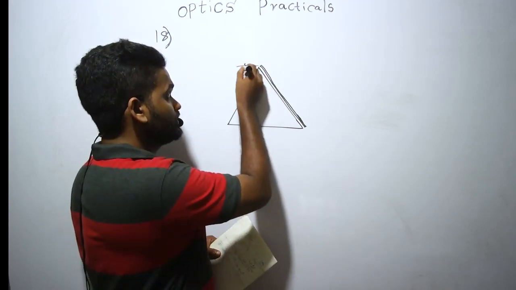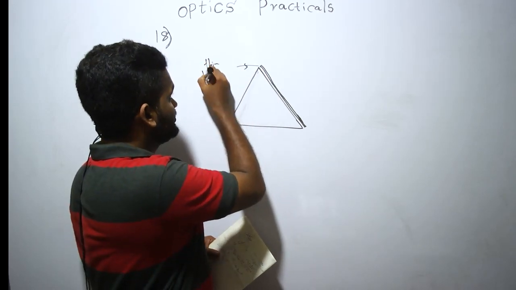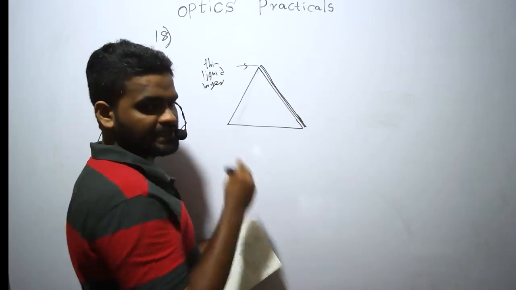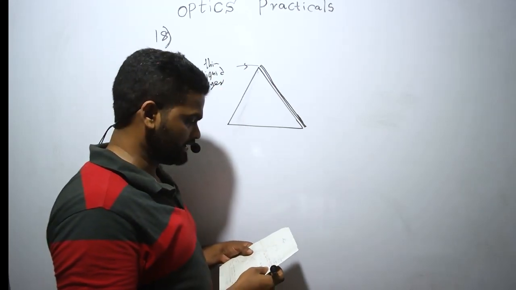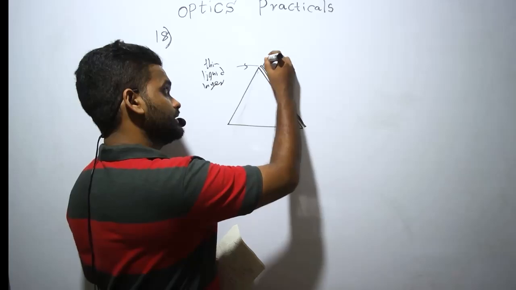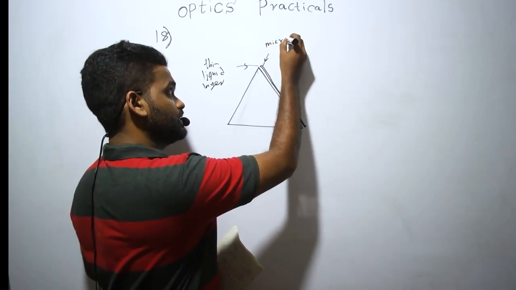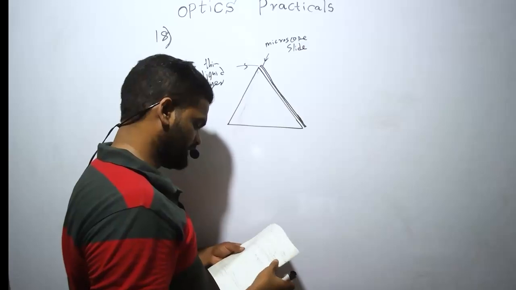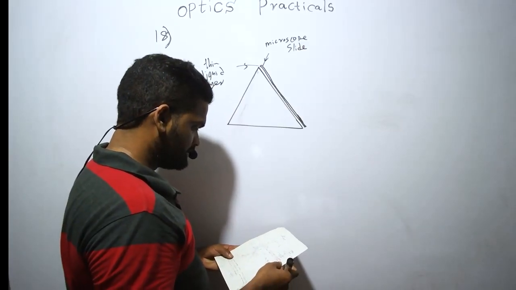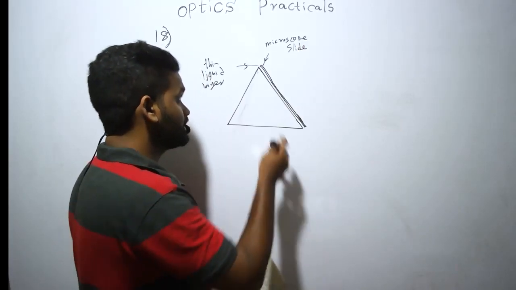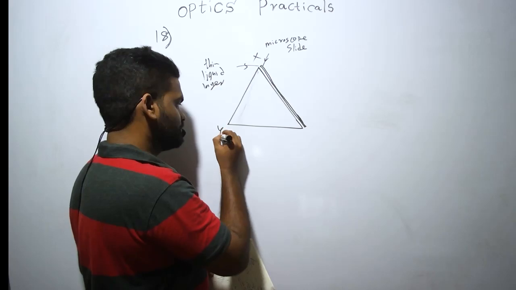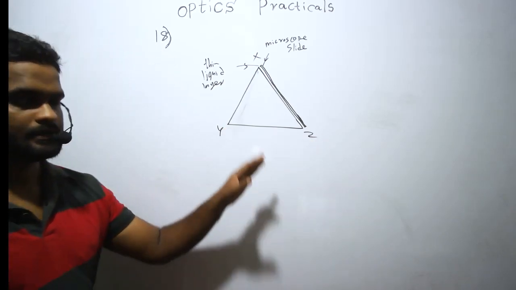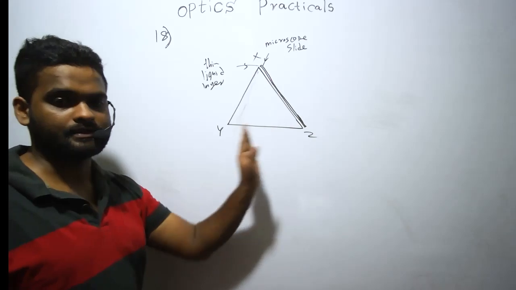So here you have a thin liquid layer. You can draw this with me. Thin liquid layer. Then this is the microscope slide. Microscope slide. Right? And X, Y, Z.